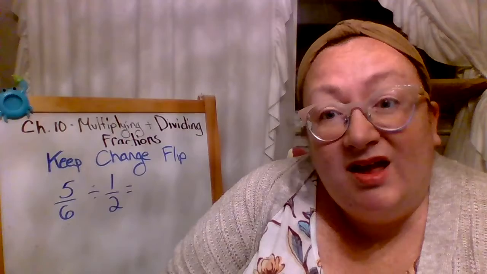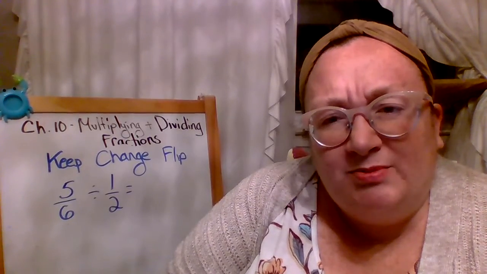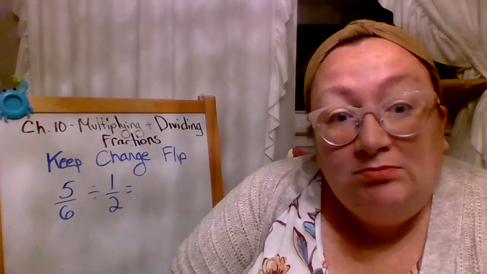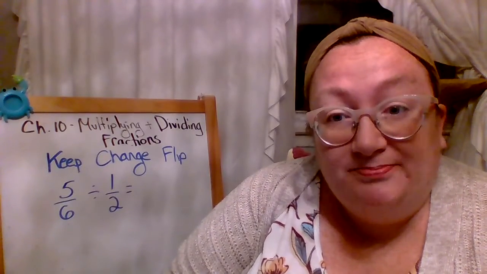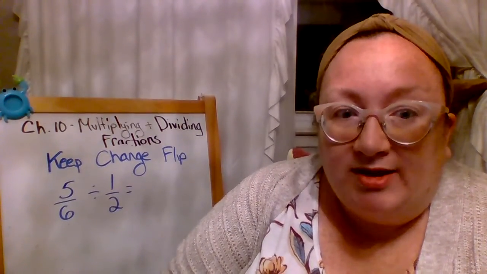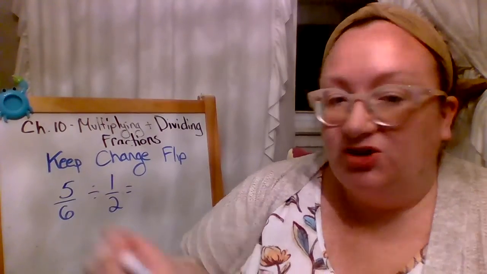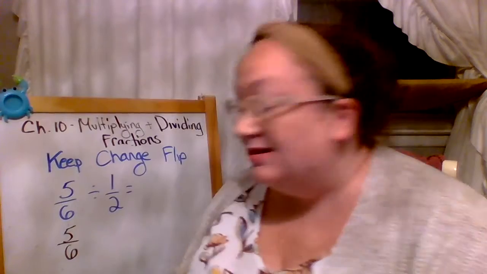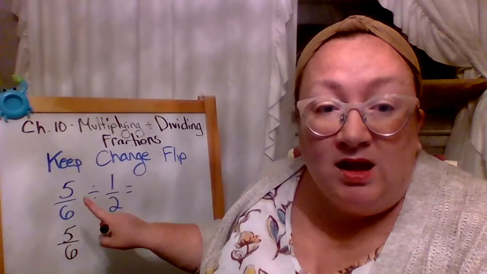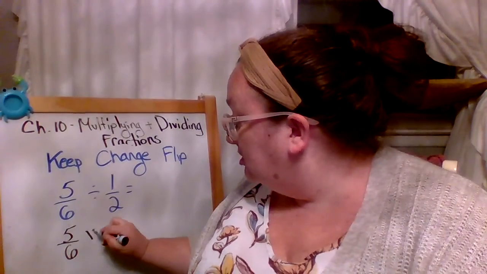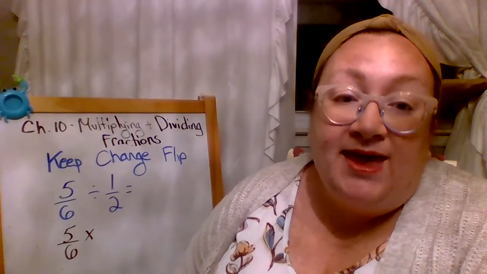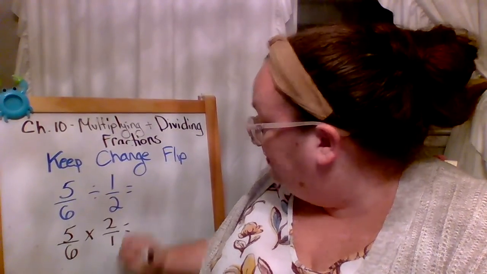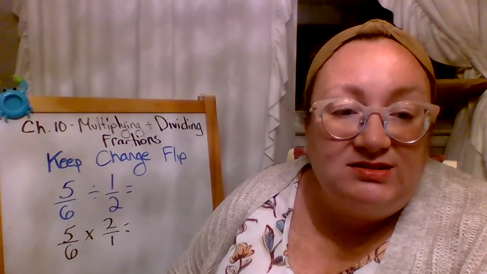All right, here's another example. Now this time, I don't see any whole numbers or mixed numbers that I need to change. So I can simply use my keep, change, flip. So let's go through those steps. First things first, keep. So 5/6 stays the same. Now I'm going to change division to multiplication, and I'm going to flip. So now the 2 is on top, 1 is on the bottom. So now I have 5/6 times 2 over 1.